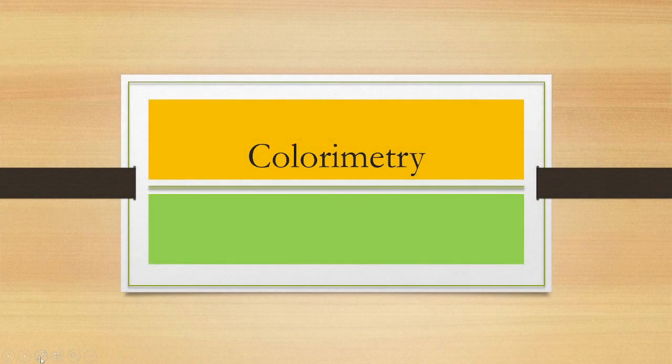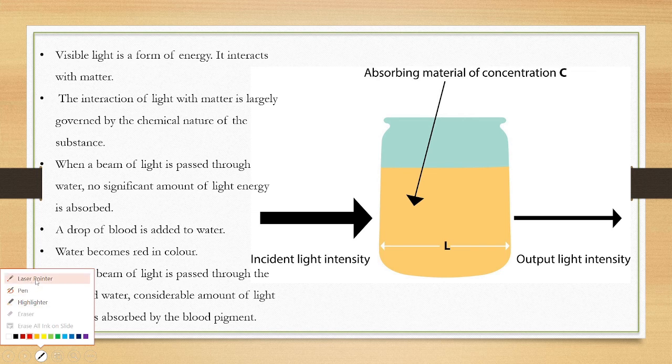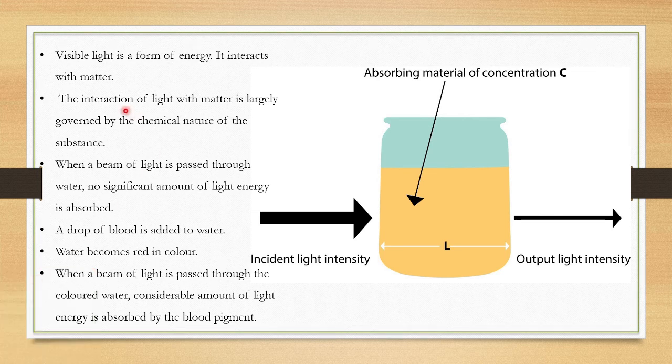In this video, we are looking into the principle and working of colorimetry. Let's go through some fundamental ideas. Visible light is a form of energy and it interacts with matter, as you know. The interaction of light with matter is largely governed by the chemical nature of the substance. When a beam of light is passed through water, no significant amount of light energy is absorbed.